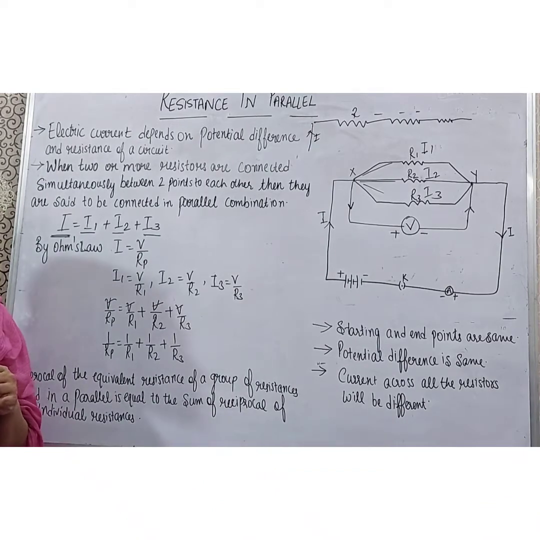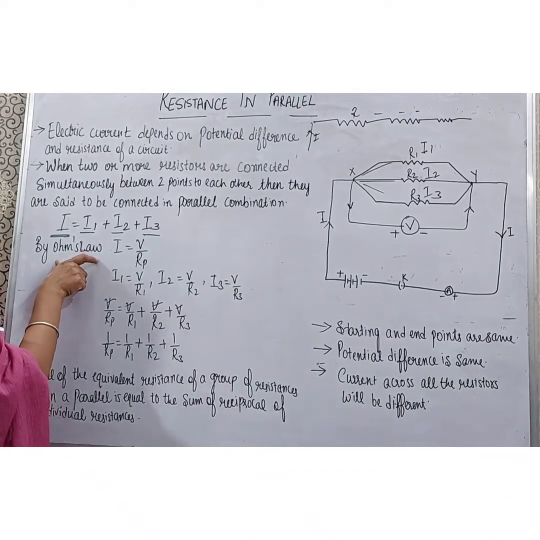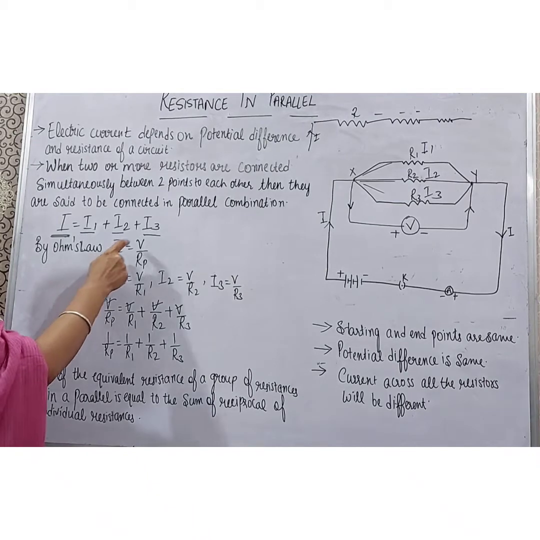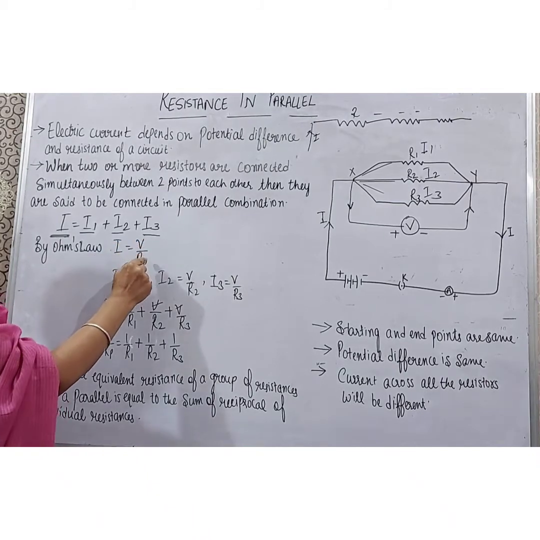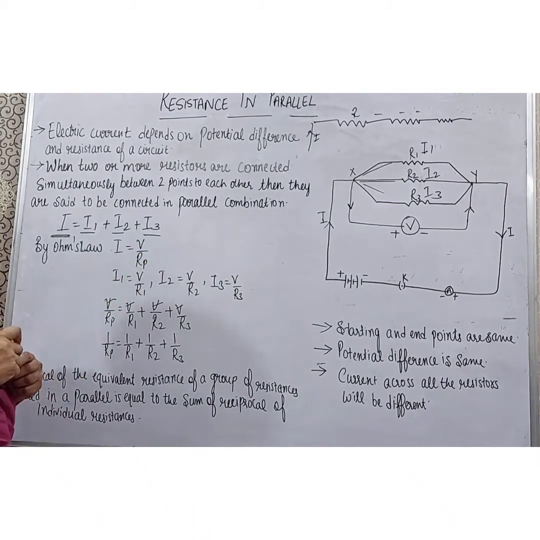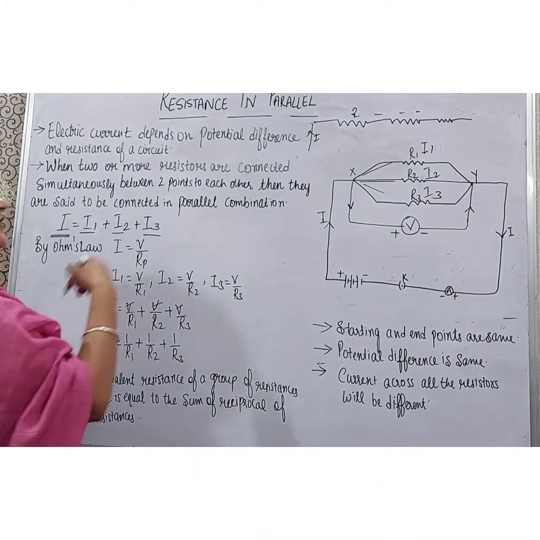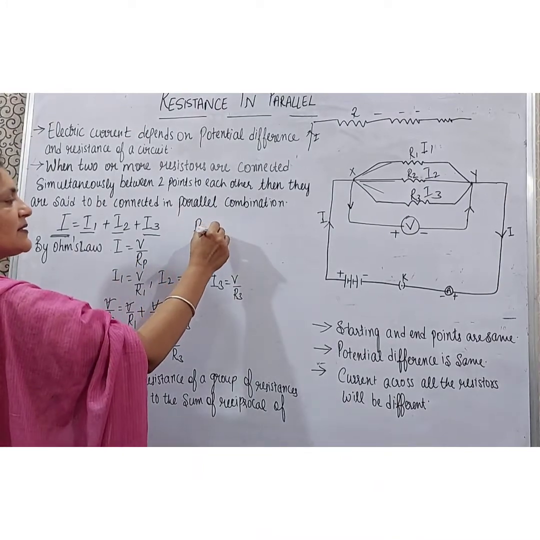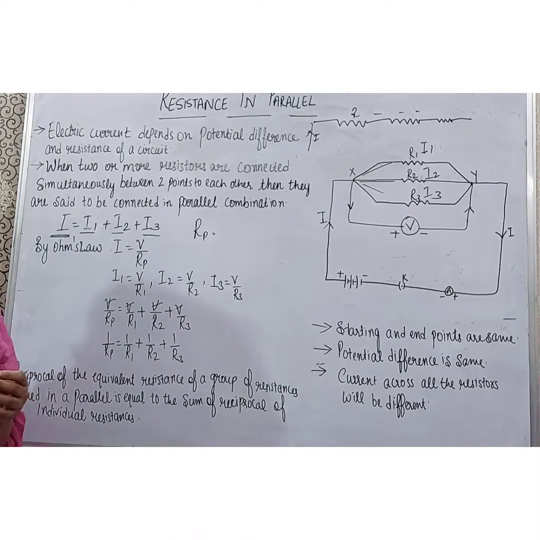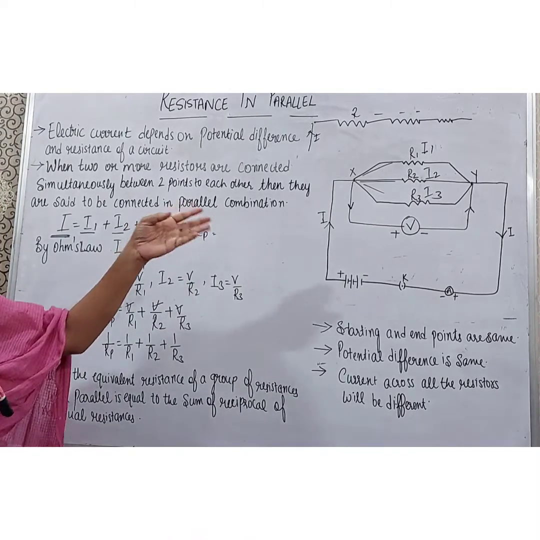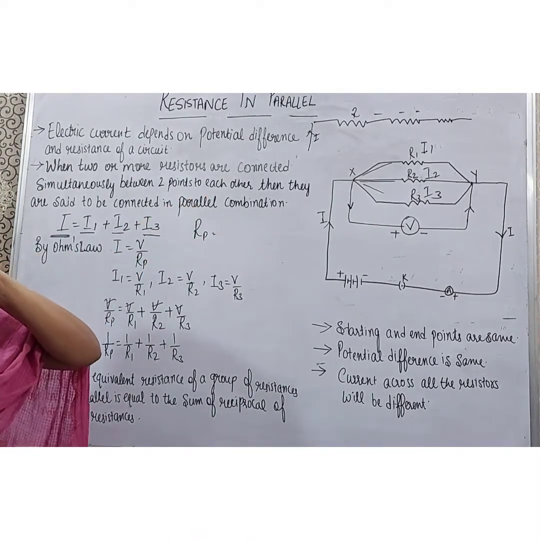Now students, we know according to Ohm's law, electric current is equal to potential difference upon resistance. Here Rp is the total resistance, which is equivalent to R1 plus R2 plus R3.